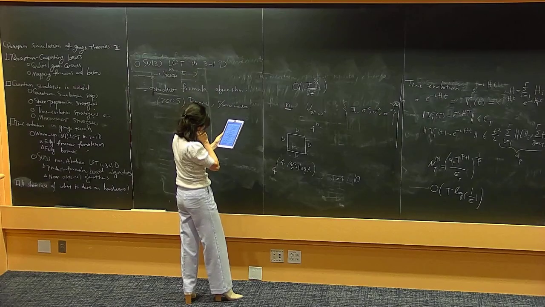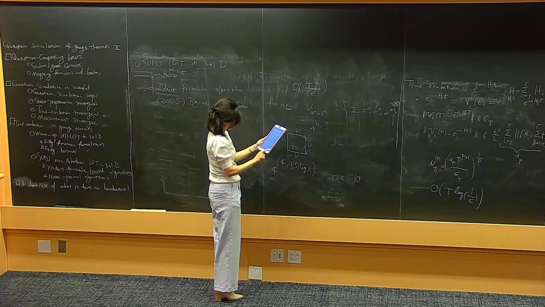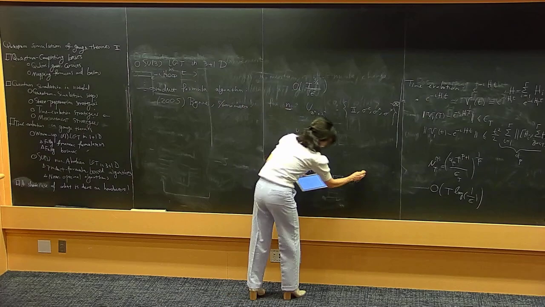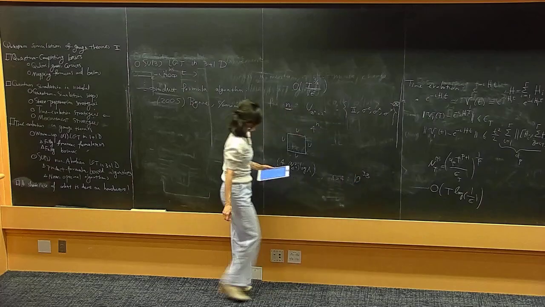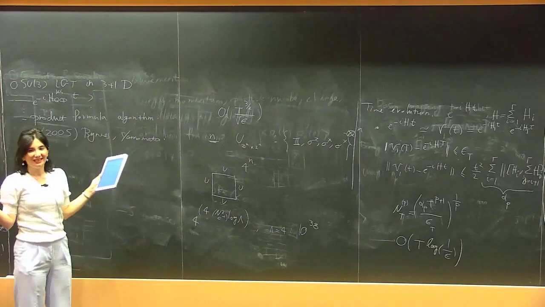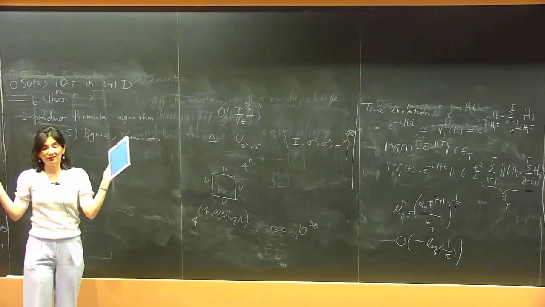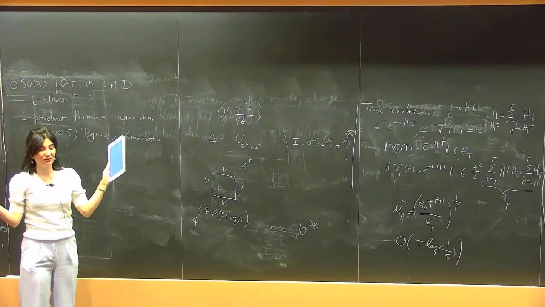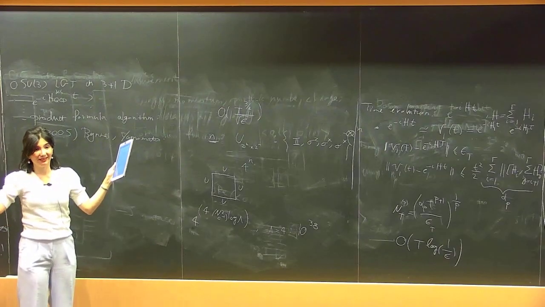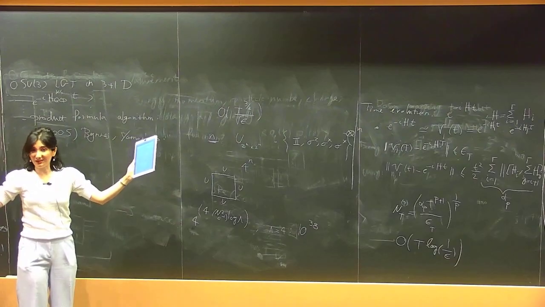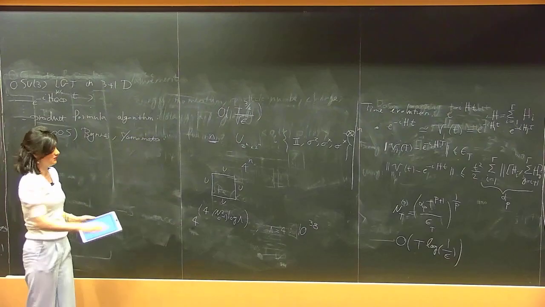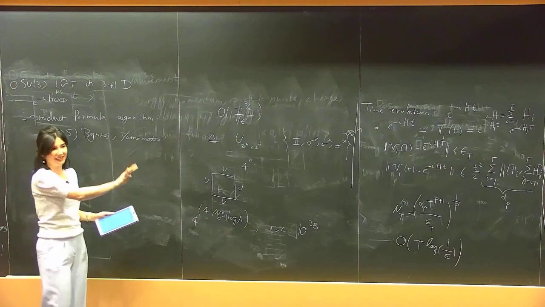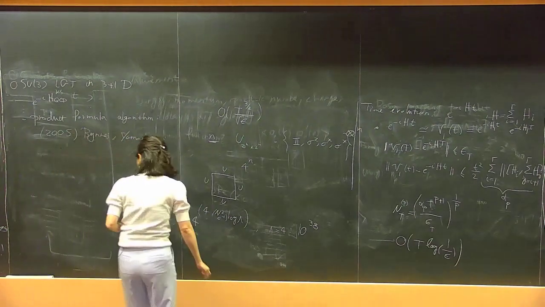10 to the 38. Okay, so that's just the number of terms. Now, there are 10 to the 38 terms, and then you have to exponentiate it, and you get a bunch of Trotter errors that you have to account for. So forget about it, right? This naive approach, forget about it for QCD.